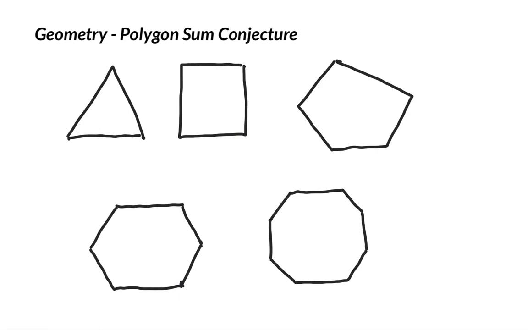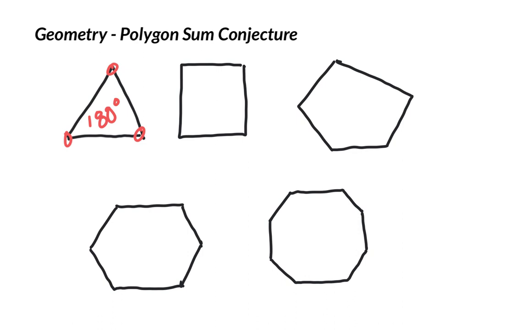Let's talk about the Polygon Sum Conjecture. What this really refers to is the amount of degrees of angles in any shape. We're going to use what we already know, which is that the three angles in a triangle always add up to 180 degrees, right? The measurements of these three angles in degrees will add up to 180.